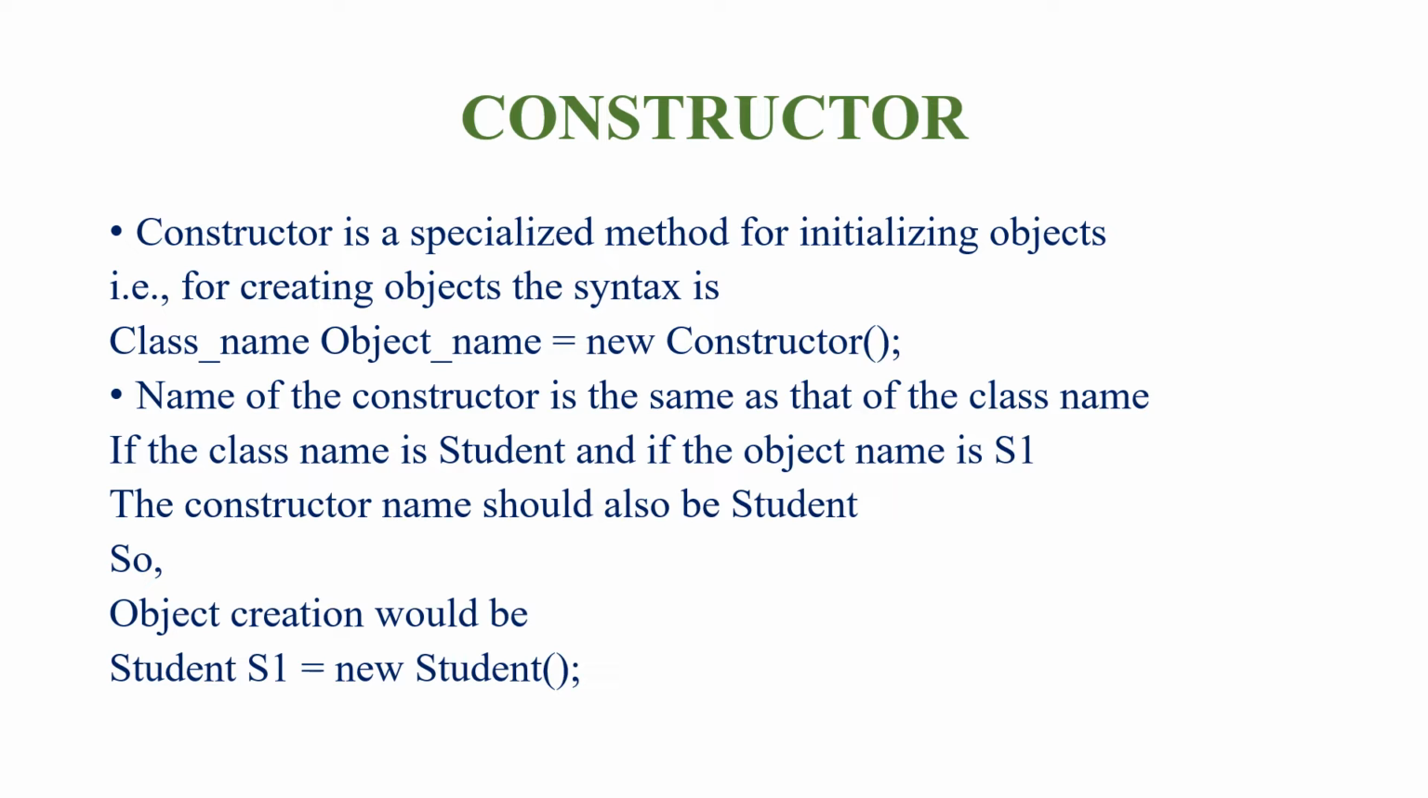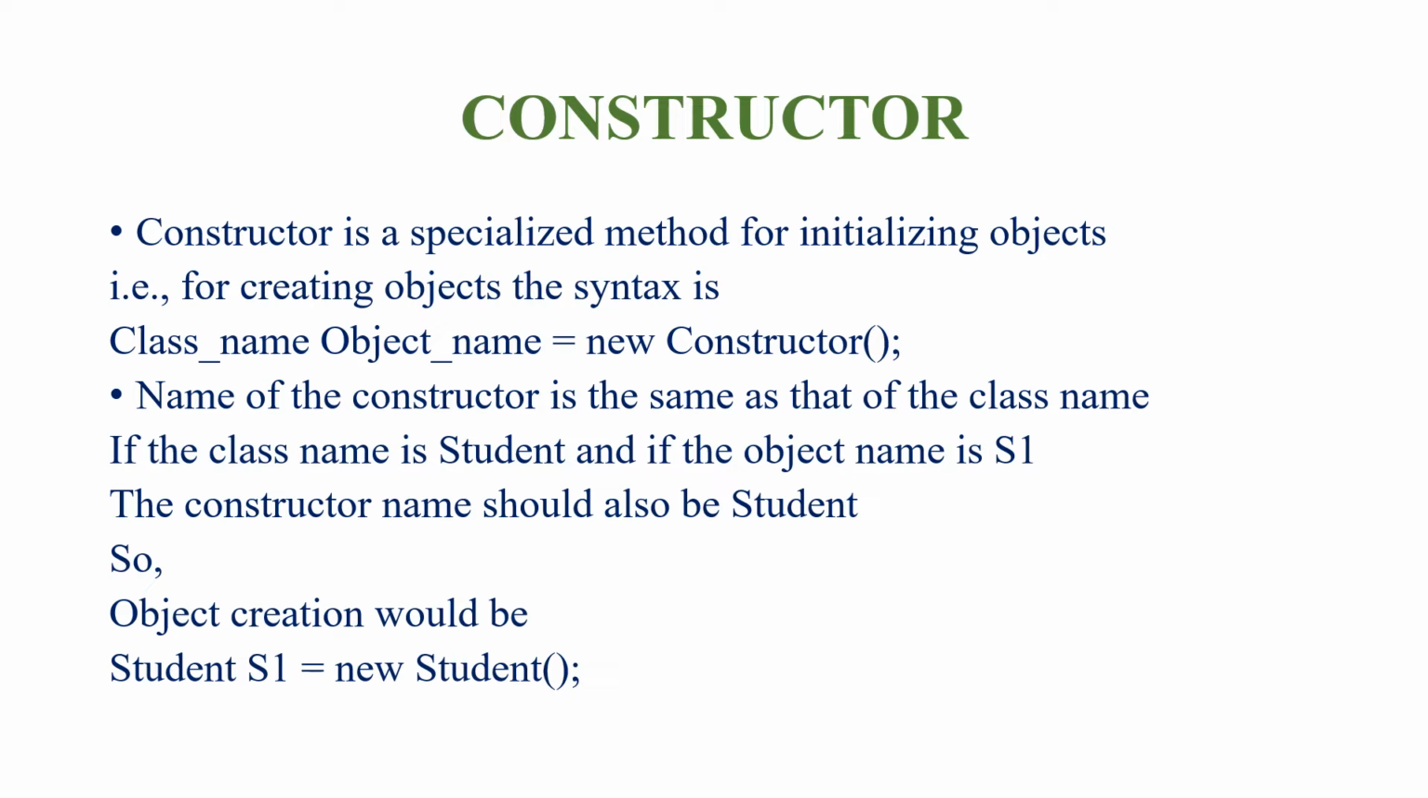Normally, why are they created? That is, what is the reason for creating objects? Objects are created in order to call a non-static function which is not present inside the main method, but instead is present inside the class. That is the reason why we are creating objects. Now, coming back to the constructors. As I said earlier, a constructor is a specialized method for initializing objects.